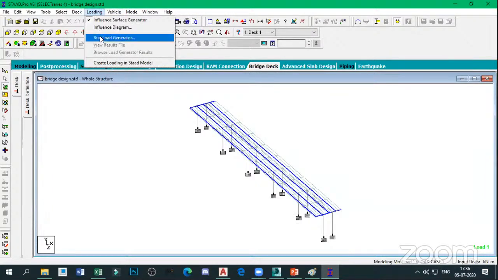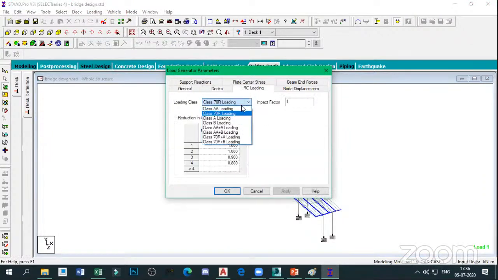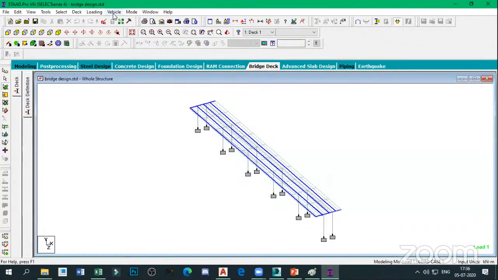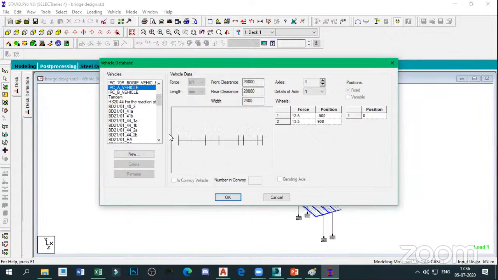You can see the load generator. You can see these IRC chapters. We can move with IRC loading. This is class 70R loading, class AA loading, class B loading. What does the loading concept mean? I will show the vehicle database for you. These are all the loading profiles. You can see the axles, right? So 4-wheel axles, then tracked vehicles like 6 axles, then long vehicles. These are all the axles which must be provided in that.